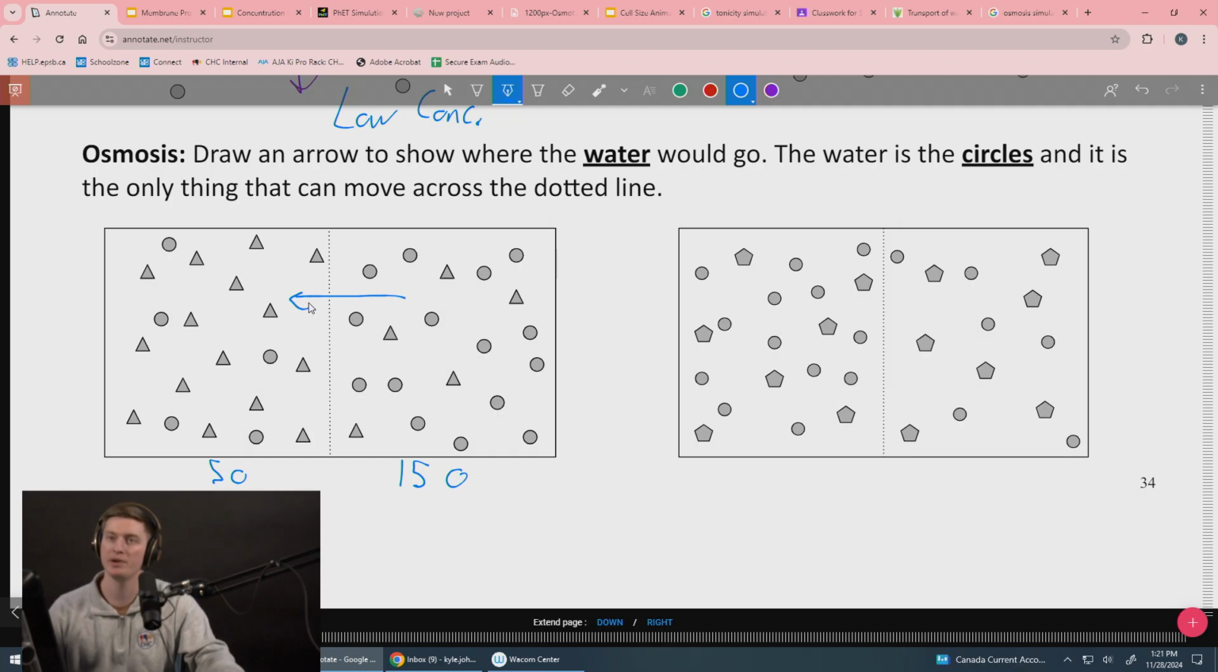We will move from a high concentration to a low concentration. On this side here, we've got way more circles than the other side, so we'll go from the higher concentration to the lower concentration. And it looks like we've got pretty much the same number of pentagons.